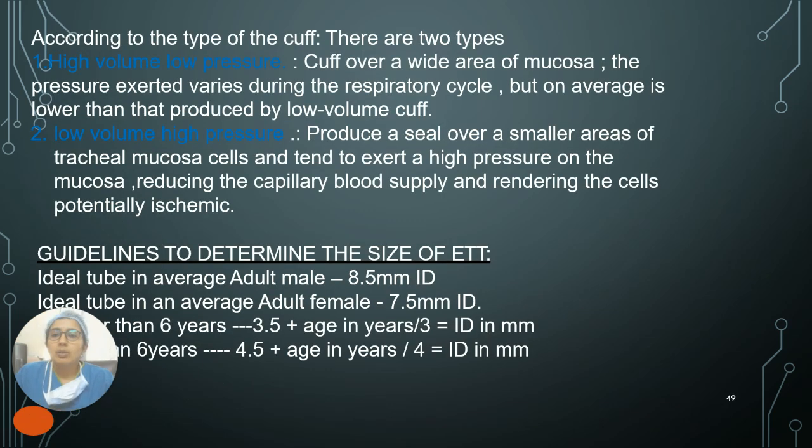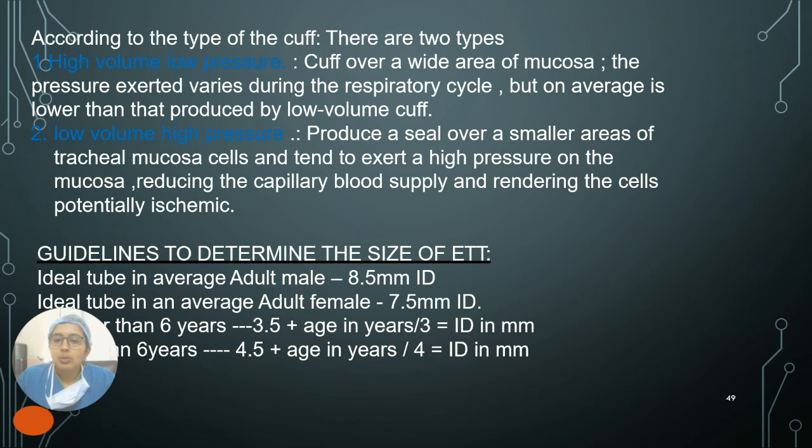According to the type of the cuff, there are two types: high volume low pressure cuffs and low volume high pressure cuffs. High volume low pressure cuffs are the recent ones which we use now. The cuff can be inflated to high volumes, but it exerts less pressure on the tracheal wall.